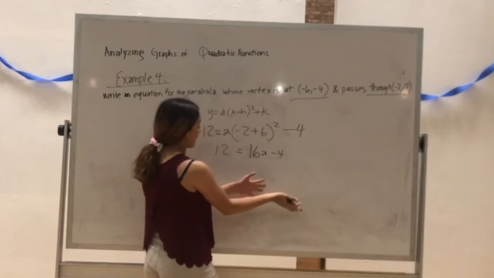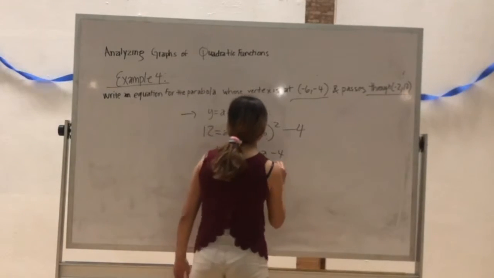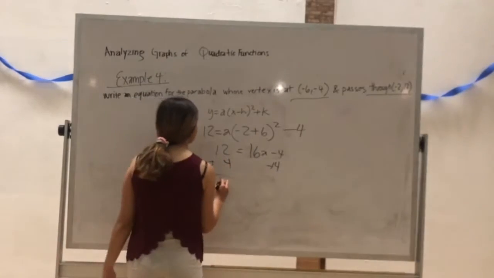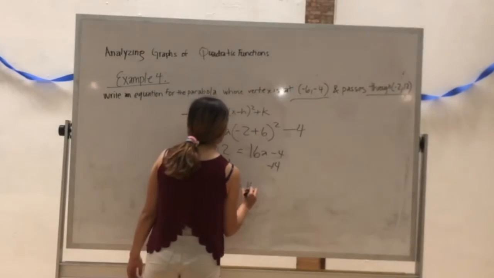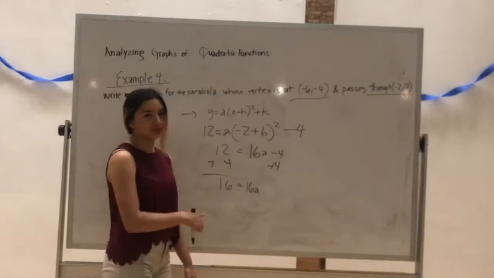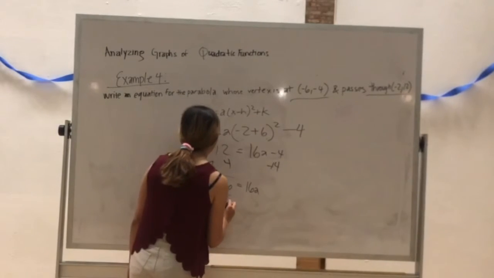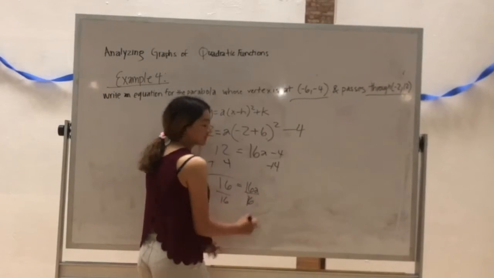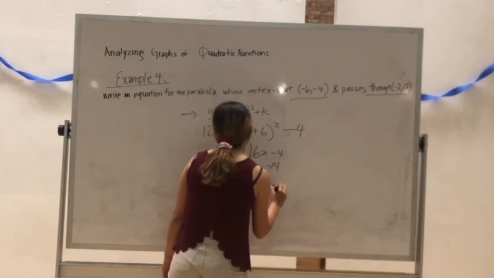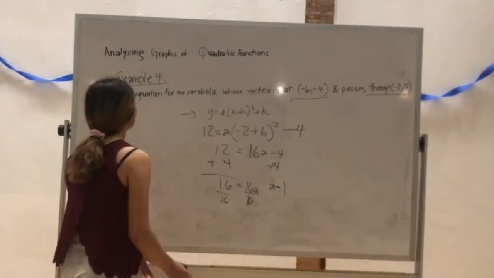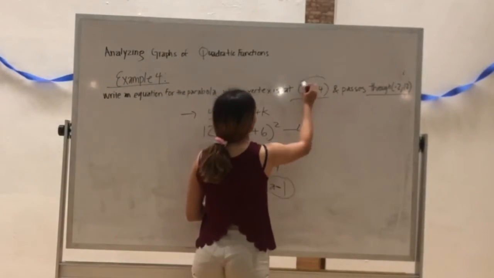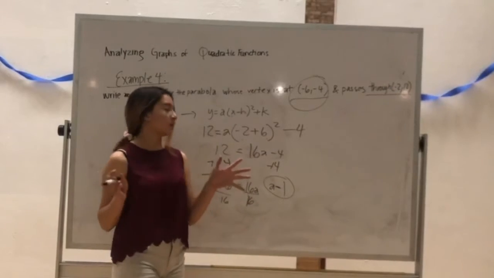So now we're going to move everything to this side. Plus 4, plus 4. 12 plus 4 is 16. Beautiful. Divided by 16? Divided by 16. So a equals 1. Now we have the vertex, and that is all we need to write an equation.